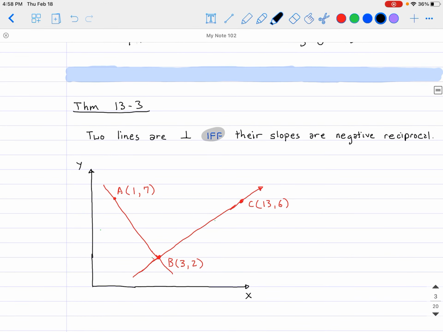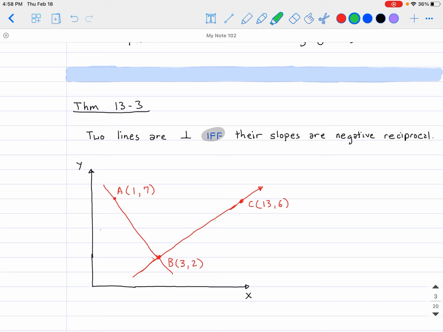So here we have 3 points. We have A, B, and C. B is basically going to be the intersection between the two lines right there. What I want to do is look at the slope of each one and see how they're supposed to be negative reciprocal and also how they are supposed to be perpendicular to each other.